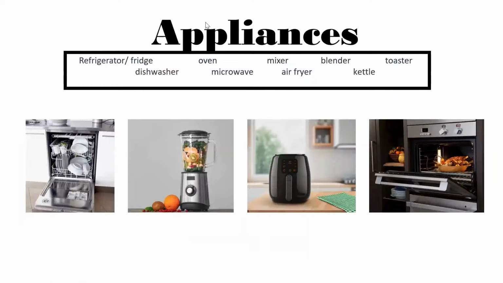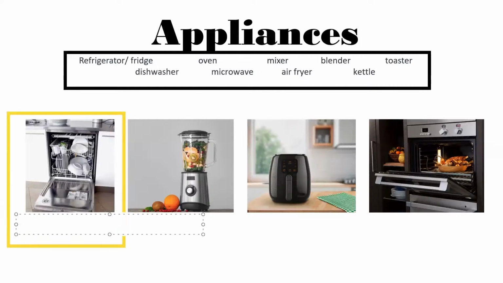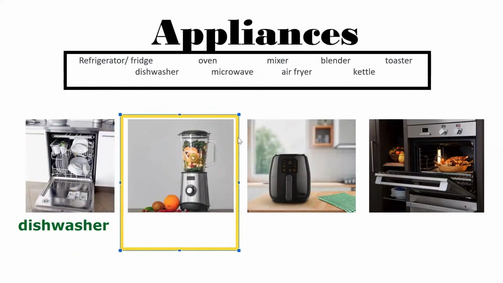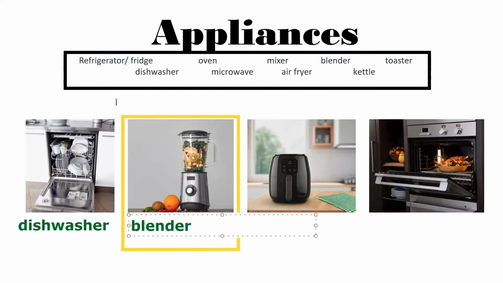So now we'll be looking at the different appliances that you could find in your kitchen. So our first appliance here, we call this a dishwasher. Dishwasher. And our next appliance, I'll give you a few seconds to think about it. What do you think we call this? Okay, I hope you said blender. If you did, then you are correct.